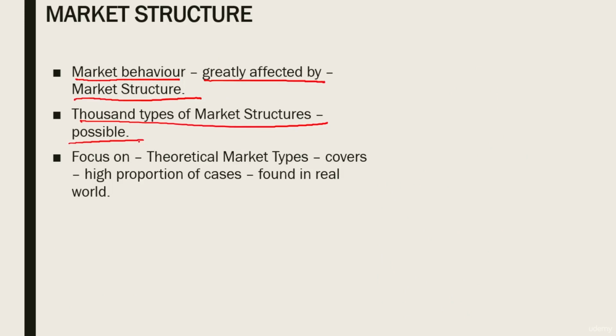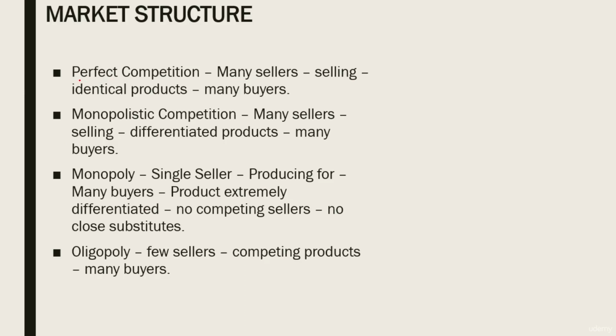They are possible, but in our discussions we are going to focus on theoretical market types, but it does not mean it is available only in study materials, only in books. No. These theoretical market types cover a high proportion of cases found in the real world, and what are they? Number 1, perfect competition. Number 2, monopolistic competition. Number 3, monopoly, and number 4, oligopoly.